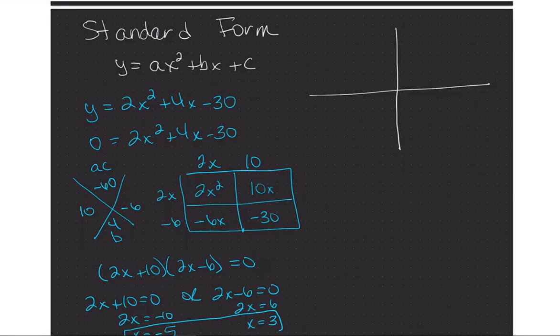So this is going to tell me where I cross the x-axis. And where do I cross the x-axis? When x is 3 and when x is negative 5. 1, 2, 3, 4, 5.